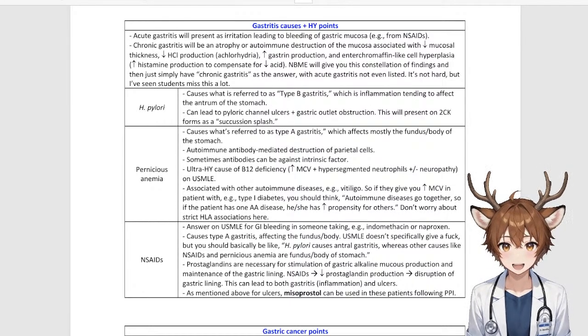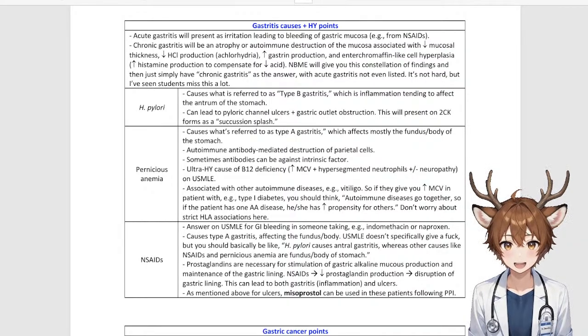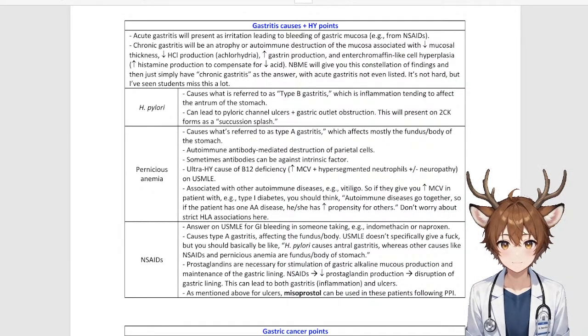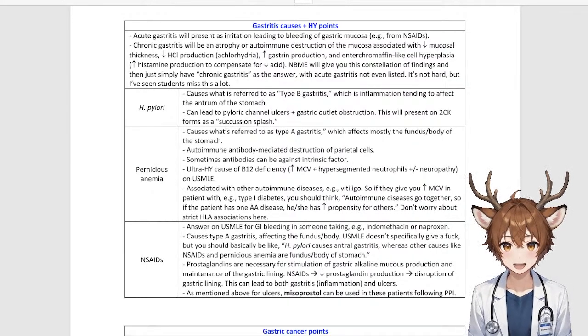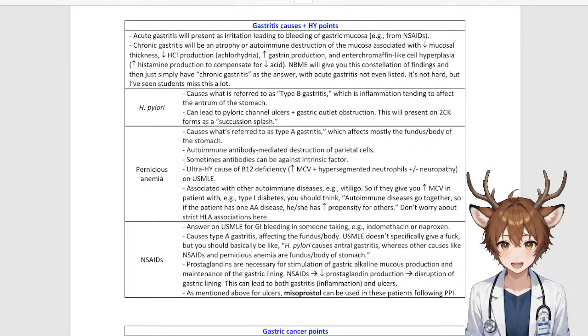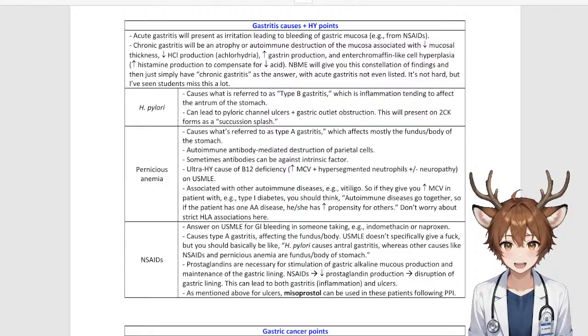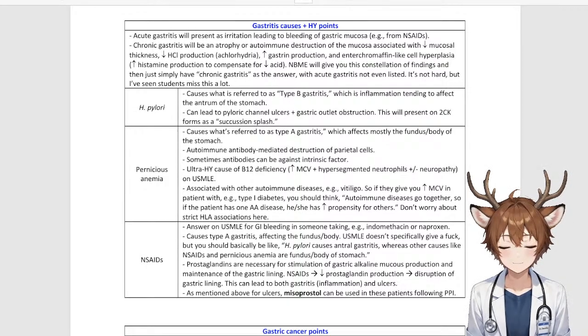So if they give you an increased MCV in a patient with, for example, type 1 diabetes, you should think of this. Autoimmune diseases go together. So if the patient has one autoimmune disease, he or she has an increased propensity for others. Don't worry about the strict HLA associations here.